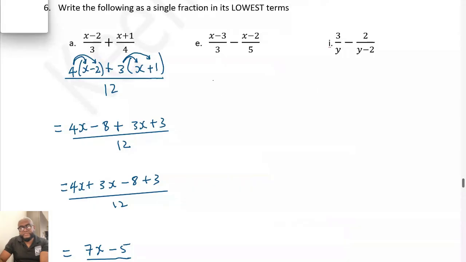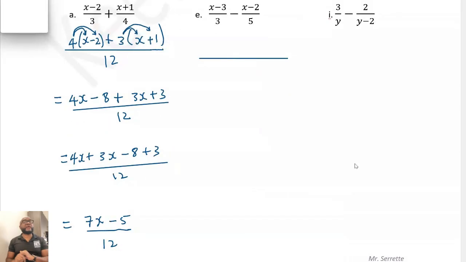So let's try E, please. Find your LCM, and you can work the same process right next door. Done? What is the LCM of 3 and 5, which are my two denominators there? That was 15.